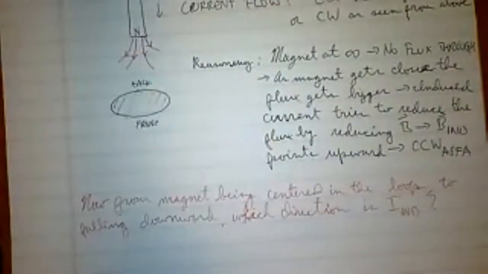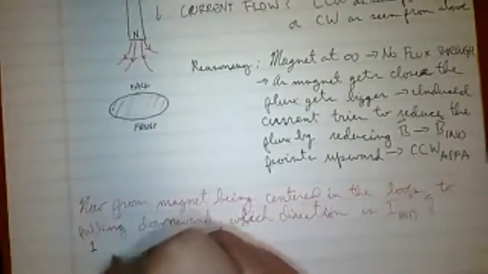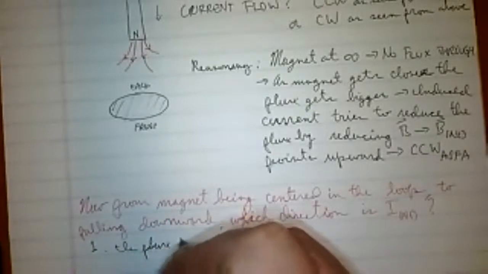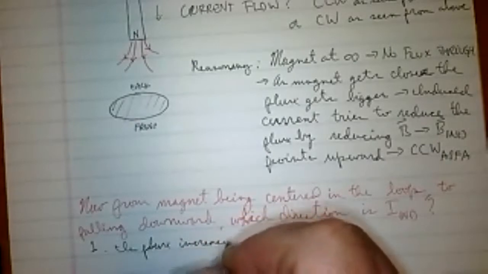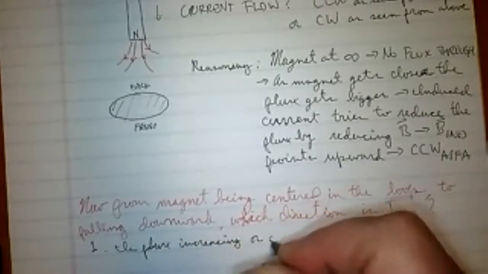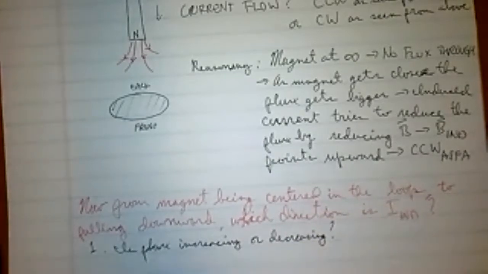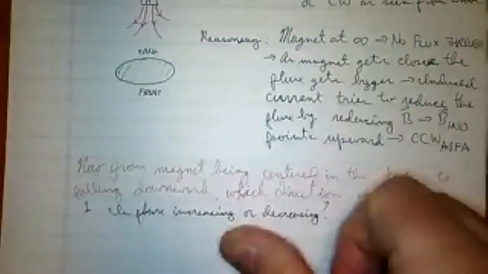So first thing we want to ask ourselves, one, is flux increasing or decreasing? From the second part, where we've imagined the magnet is already centered, it continues to fall downward. So we're starting with the center of the magnet in the center of the ring. Is the flux now increasing or decreasing?